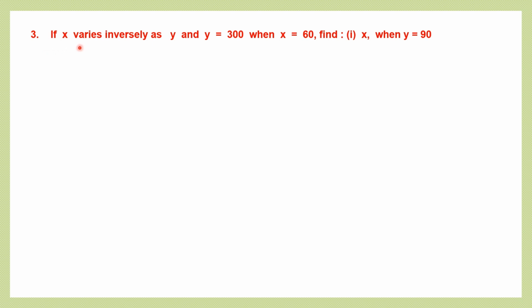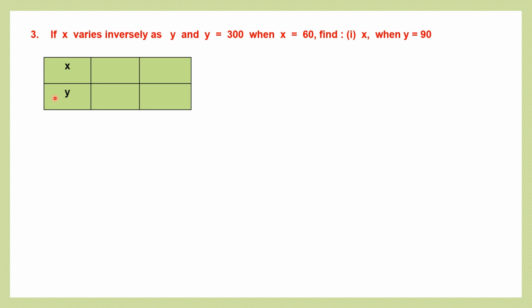Question 3. If x varies inversely as y and y is 300 when x is 60, find x when y is 90. So let's get our tables. We have x and y, and here it says when y is 300, x is 60. So when y is 300, x is 60. And here it says find x. So let's write it as x itself when y is equal to 90. So we have to find this.